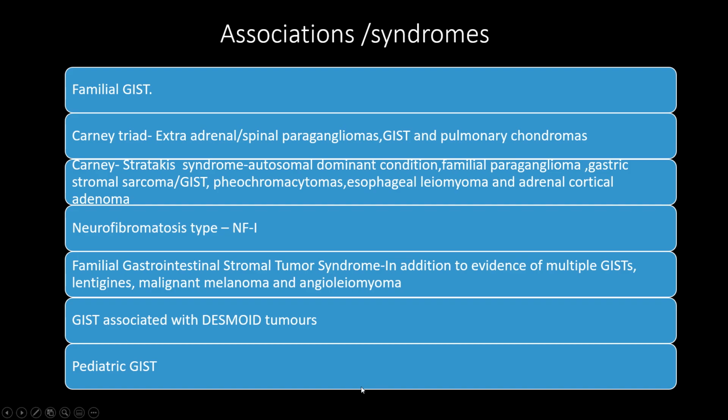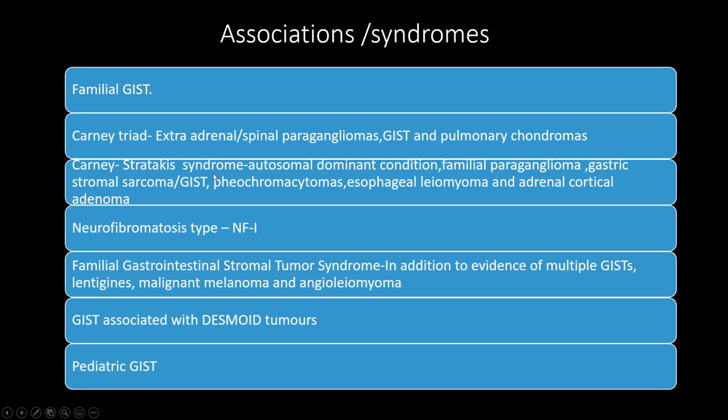So what are the associations or syndromes associated with GIST? It may be a familial GIST or Carney's triad, Carney-Stratakis syndrome, neurofibromatosis type 1, or familial gastrointestinal stromal tumor syndrome, or sometimes GIST associated with desmoid tumors or pediatric GIST. So you can see Carney's triad: there are extra-adrenal paragangliomas, GIST and pulmonary chondromas.